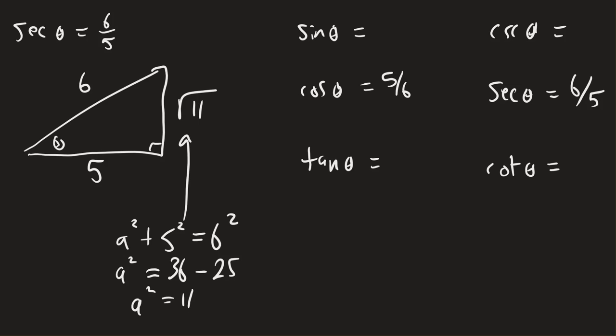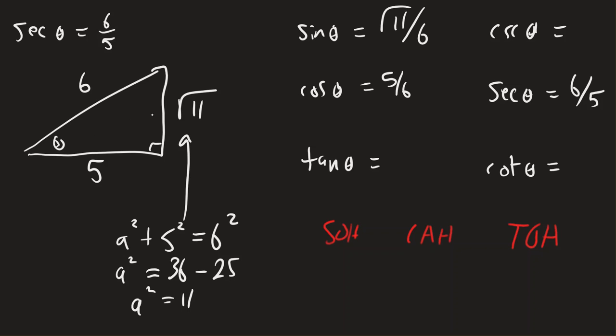I mean, as long as you know the SOHCAHTOA acronym, we're just pairing up the sides and maybe reducing our fractions a bit. So for sine, I'm going to pair up the opposite to theta over the hypotenuse. Across from it is opposite, hypotenuse is 6.